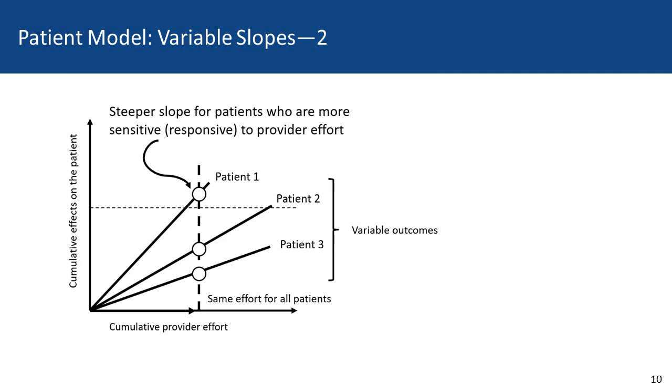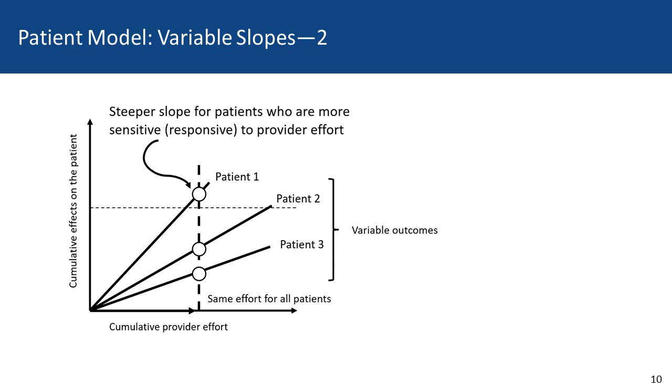And here we see what happens when all 3 patients have the same effort from the provider. And the responses of the patients are quite different. Patient 1, who had the highest slope and was most responsive to provider effort, has the highest outcome. And in fact, the circle shown in patient 1 is above the horizontal dashed line. This means that patient 1 has a successful outcome.